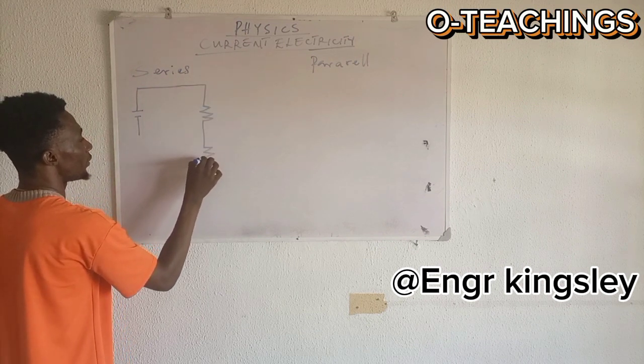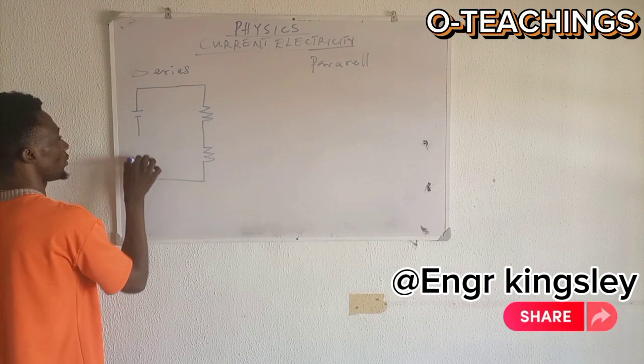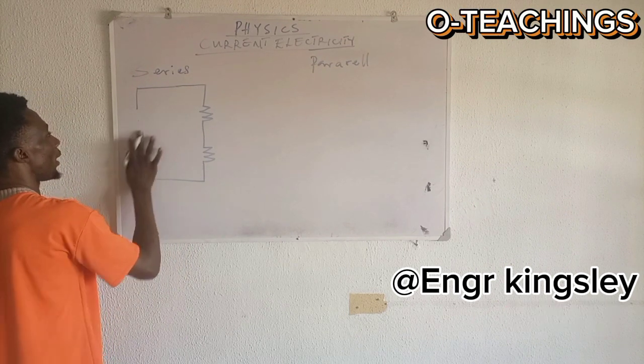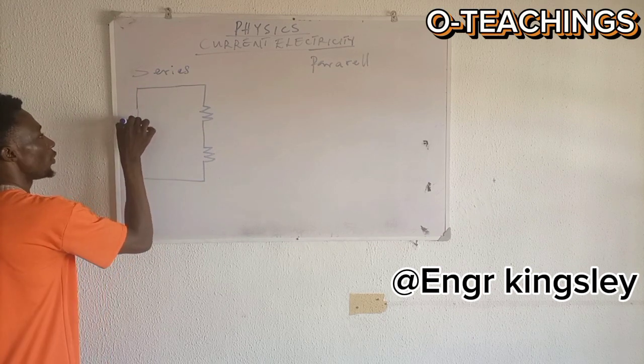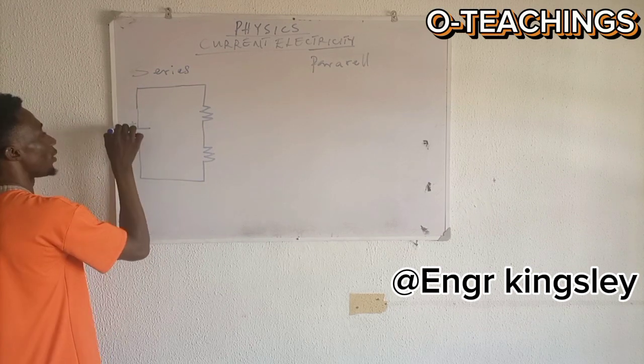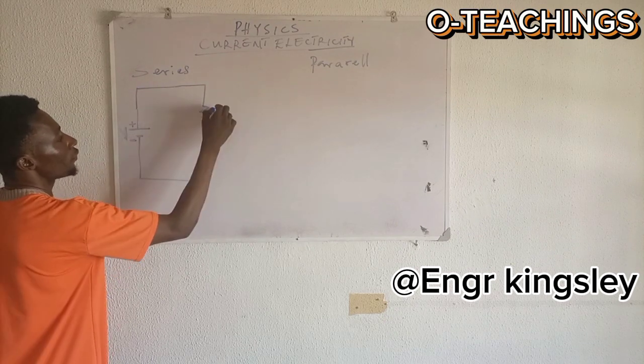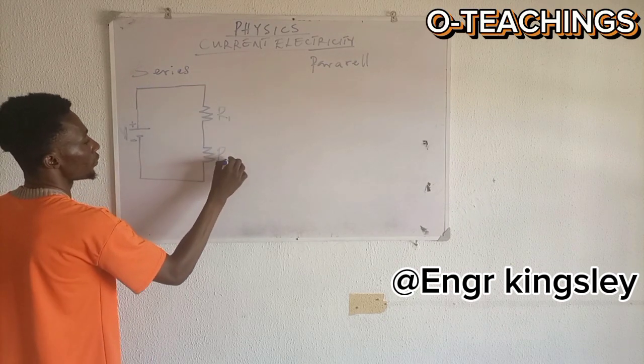Okay, you saw it in my bag. I don't know how to draw well, but let me make it up for you. I have a positive terminal and a negative terminal. I have V here. I have the R1 and the R2.